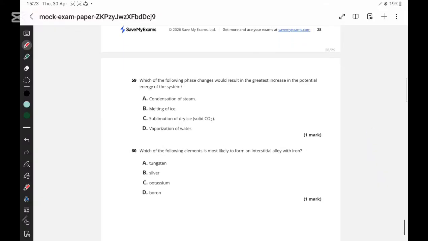So question number 59, which of the following phase changes would result in the greatest increase in the potential energy of the system? So when you see sublimation, in sublimation you are going from solid to liquid and then to gas state as well. So this is the place where you are going to have the greatest increase in potential energy of the system, because you are moving from solid to liquid to gas, and it is going to have maximum energy, and this is going to have the minimum energy.